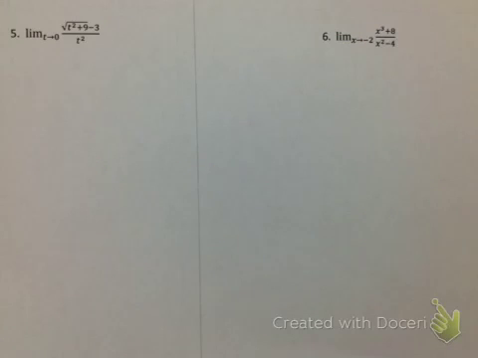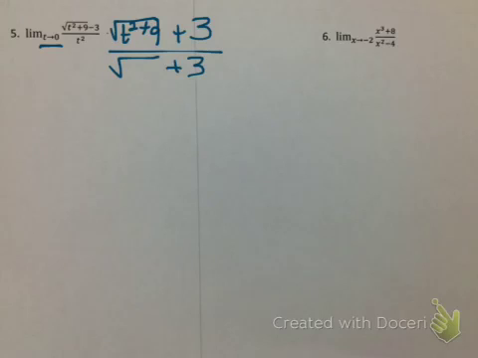Next one, limit as t goes to 0 of square root of t squared plus 9 minus 3, over t squared. You always want to check: can I just use direct substitution? No, because if I do, I get division by 0. So the third technique is to simplify this function a little bit. I'm going to rationalize the numerator, so I'm going to multiply this by square root of t squared plus 9 plus 3, that's the conjugate, over the same thing, plus 3.